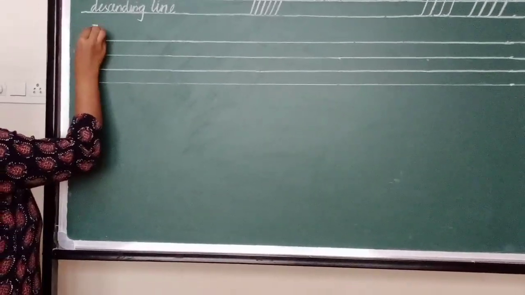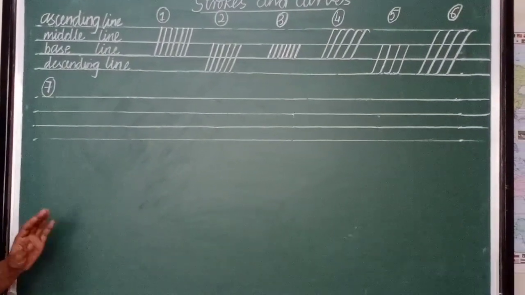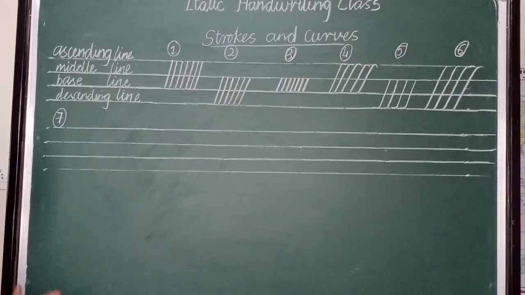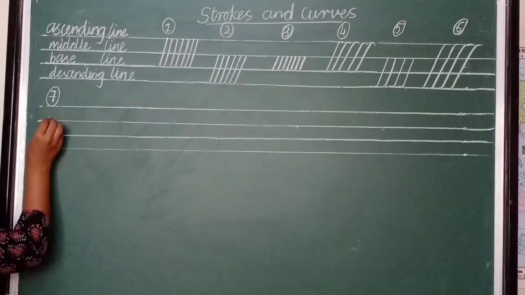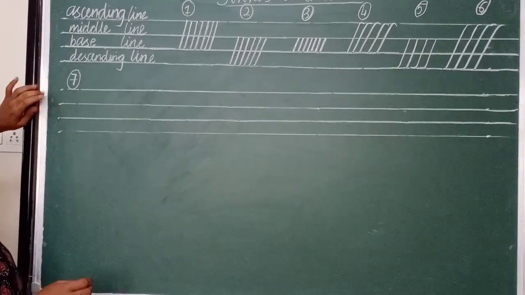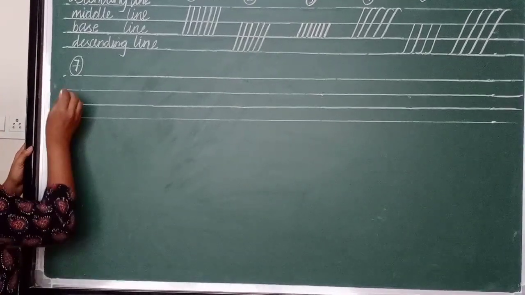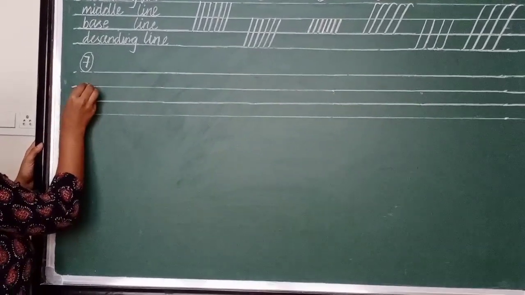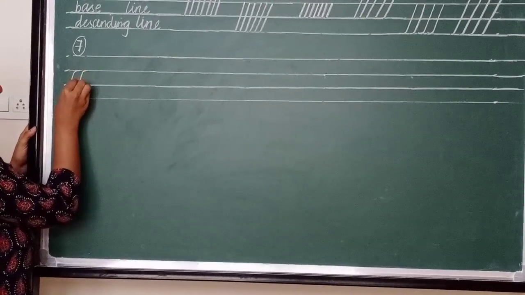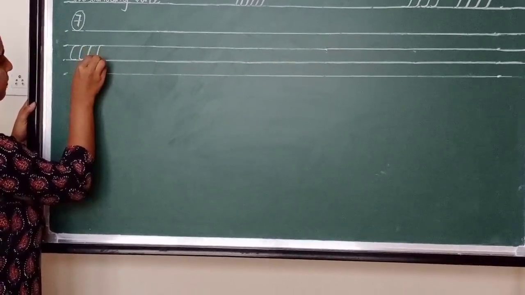Now the seventh one. How much you practice the strokes, that much your handwriting will be clear and legible for people to read. Please concentrate on the strokes and curves. Seventh stroke: this is the ascending line, this is the middle line, this is the base line and this is the descending line. This stroke starts from the middle line and ends in the descending line. Don't call it a C, it is a curve. Please make sure that it is a curve.